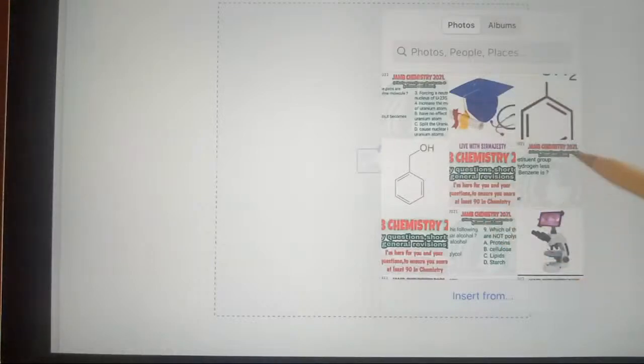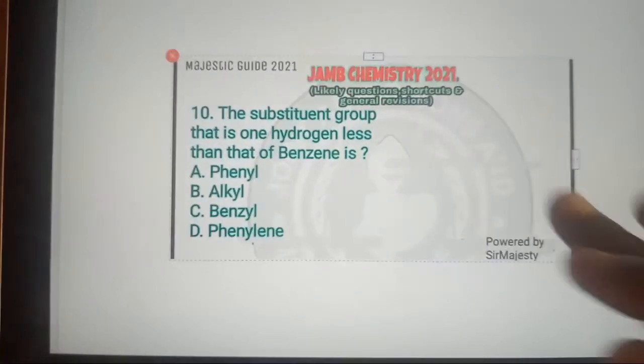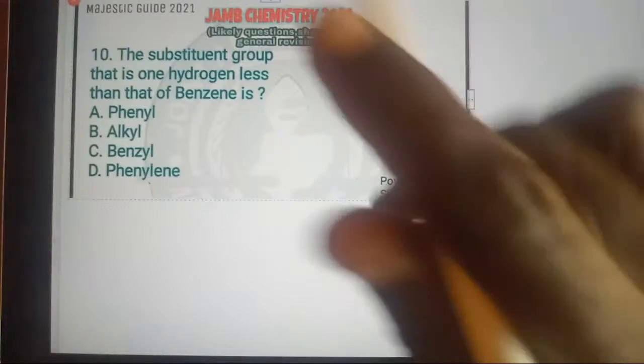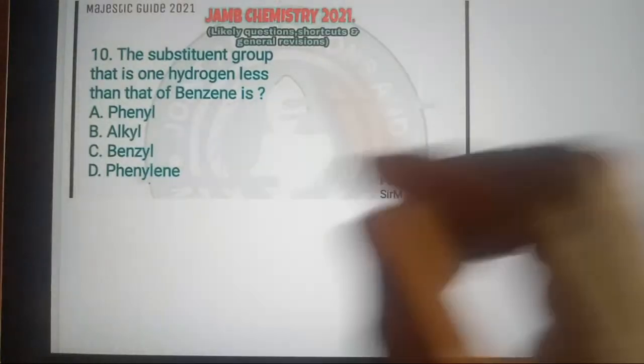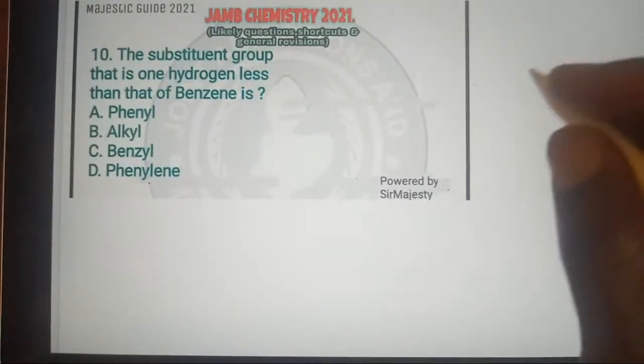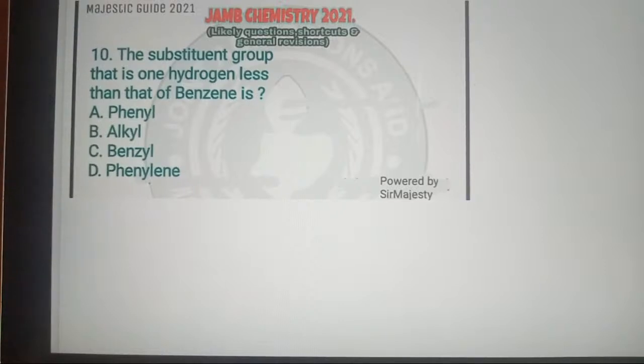Okay. Now the question, I'll bring it out again. Question number 10. Yeah, here we go. So in the explanation, you will see something. You are talking about substituent groups. The group that takes the position of hydrogen in an organic compound is called a substituent group.